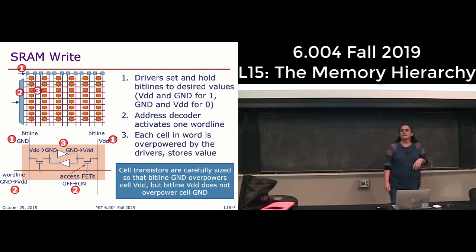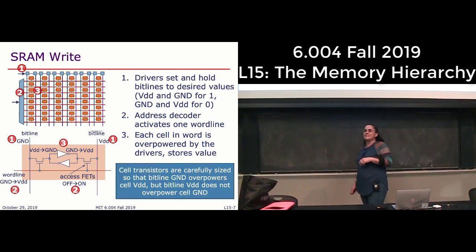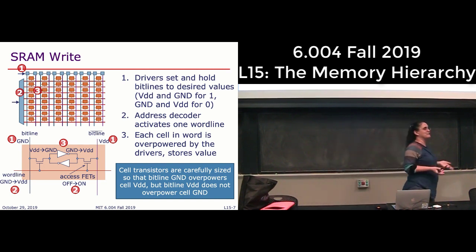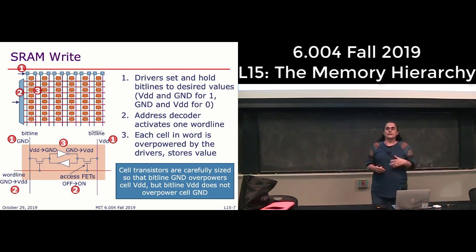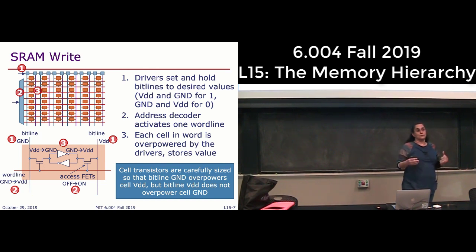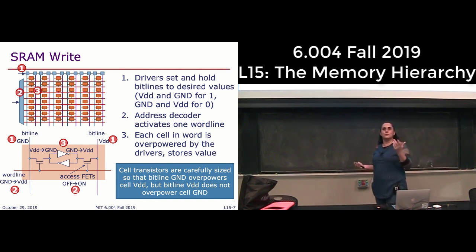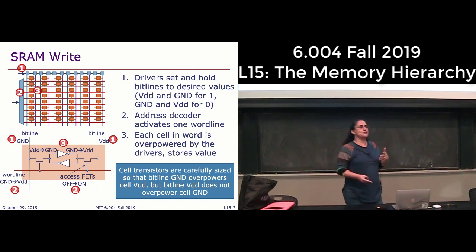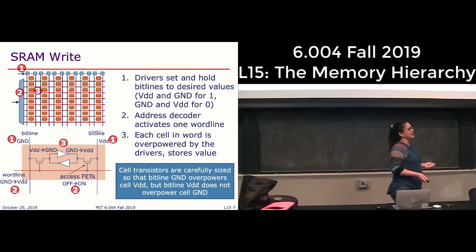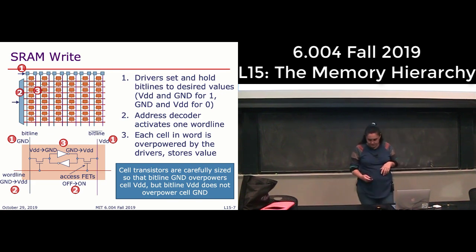So one key thing to notice here is that I'm describing all of this at a very high level. But in order to actually get these SRAM cells to behave correctly, where we are able to read values without overwriting them, but also be able to write values at the same time, we have to size these transistors very, very carefully, and that's what this comment in blue is alluding to.